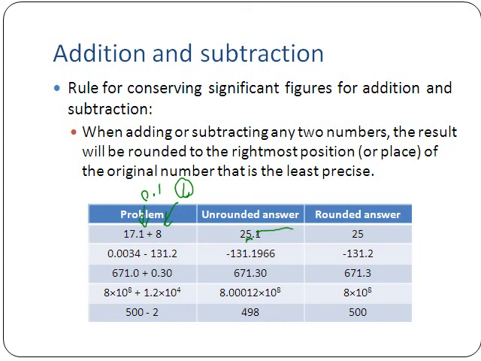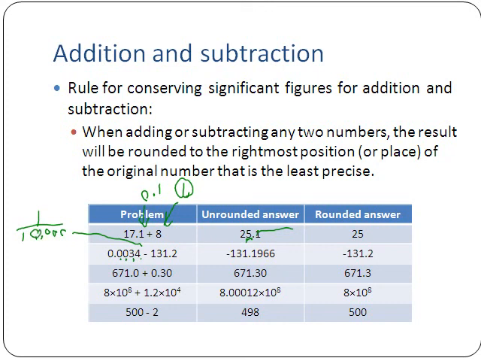Okay, for our next one, if we take a look at 0.0034 minus 131.2, we do the math, we get negative 131.1966. 0.0034 is rounded to the, let's see here, tenths, hundredths, thousandths, ten-thousandths place. The rightmost place is going to be in the ten-thousandths.